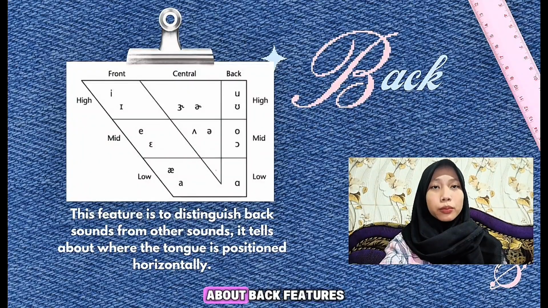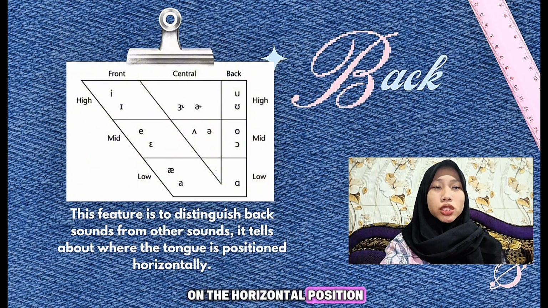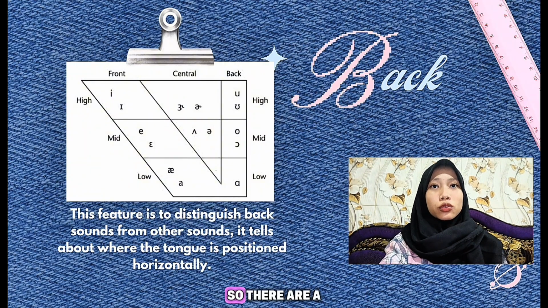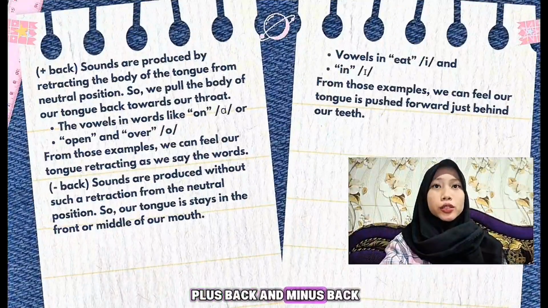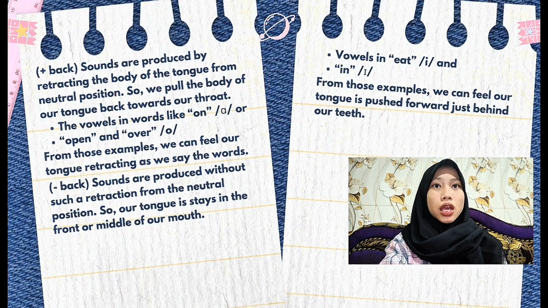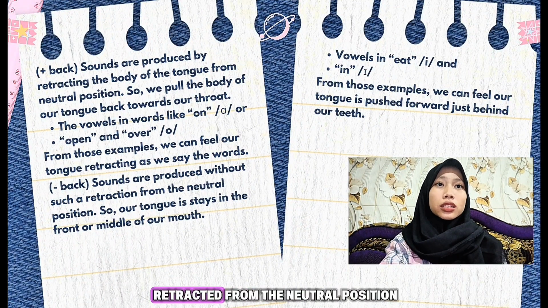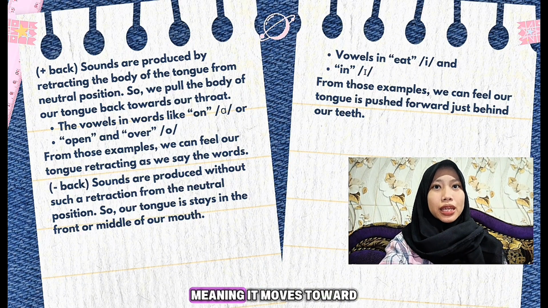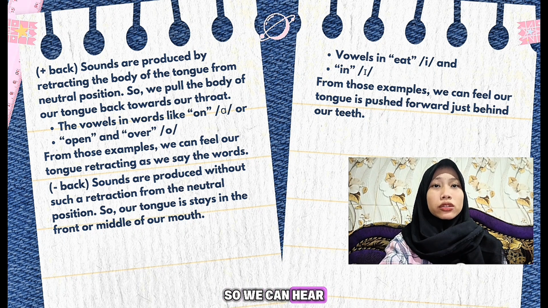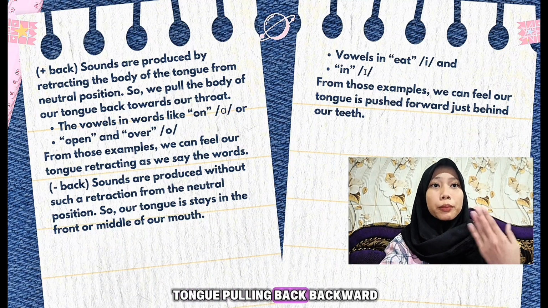Next, I will explain about back features. Back features describe vowel sounds based on the horizontal position of the tongue. There are plus back and minus back. For plus back sounds, the tongue body is retracted from the neutral position, meaning it moves toward the back of the mouth or throat. We can hear this in words like on, open, or over. When saying these sounds, we can feel the tongue pulling backward.